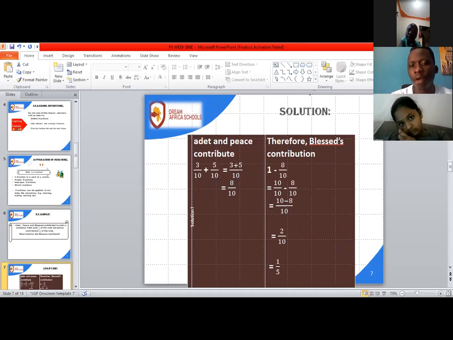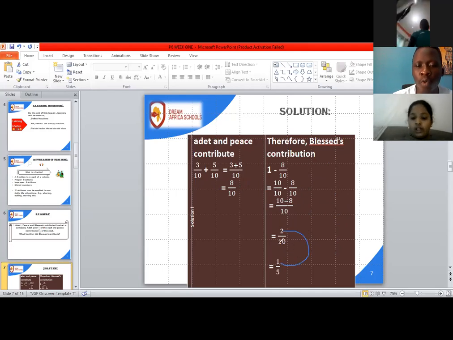Now we can't stop here. Why? Because we realize 2 and 10 have got a common factor. That's why it was simplified to get 1 out of 5. And how was it simplified? They divided this by the common factor there, which is 2. 2 divided by 2 we get 1, and 10 divided by 2, we get 5. That means Blessed's contribution is 1 out of 5. Is that okay?